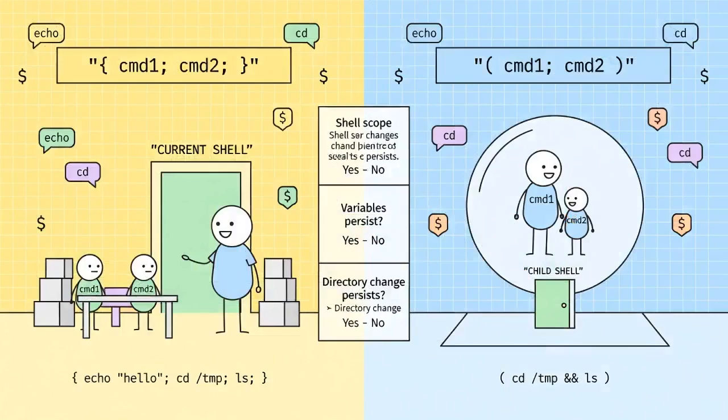Braces and parentheses both group multiple commands together, but they run in completely different environments. Curly braces { CMD1; CMD2; } execute in the current shell, so variables and directory changes persist afterward, while parentheses ( CMD1; CMD2 ) launch a subshell, isolating every side effect inside a child process.